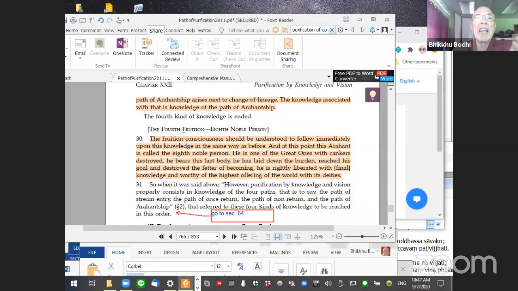And so the fruition consciousness of arhatship follows immediately upon the path knowledge of arhatship. And at this point, the disciple has now become an arahat, one of the great ones whose asavas or defilements or cankers have been destroyed, one who is bearing the last body, laid down the burden, reached the goal, destroyed the fetters of becoming, one rightly liberated with final knowledge, worthy of the highest offerings of the world with its deities.